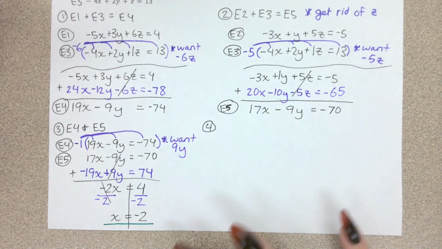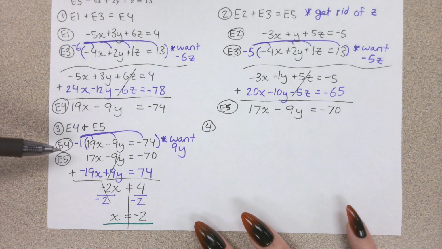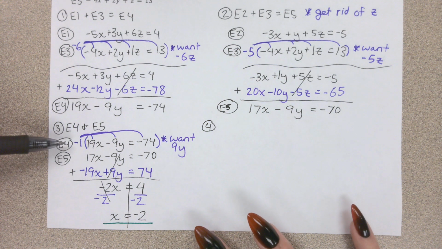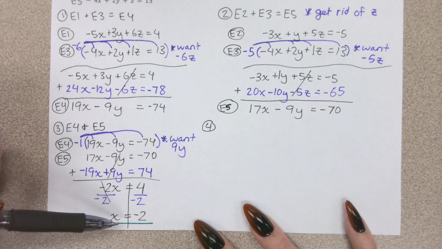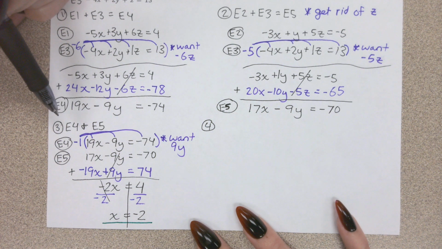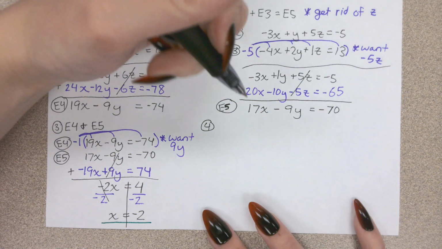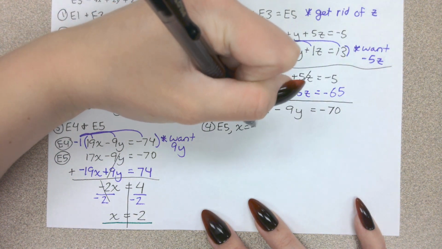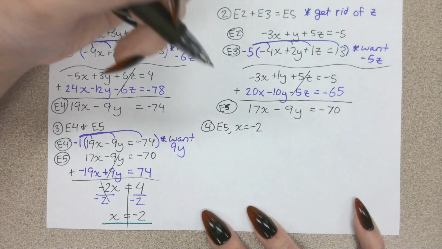Step 4. Pick E4 or E5 from the previous step, and we're going to use one of those equations with x equals negative 2 to solve for y. These are both nice equations. For me, I like E5 just a tad better, so I'm going to use E5 and the fact that x is negative 2 to solve this.